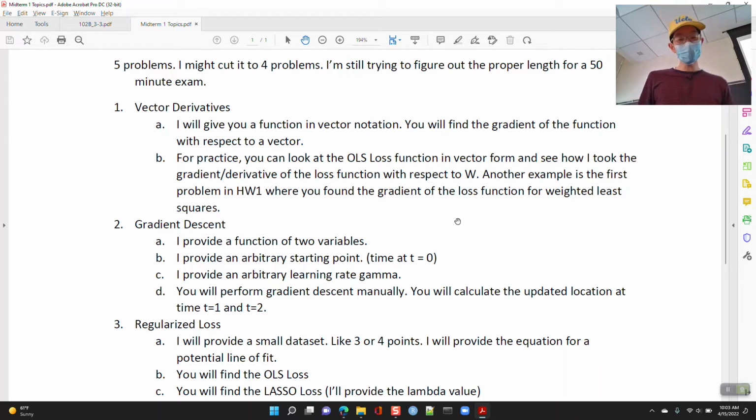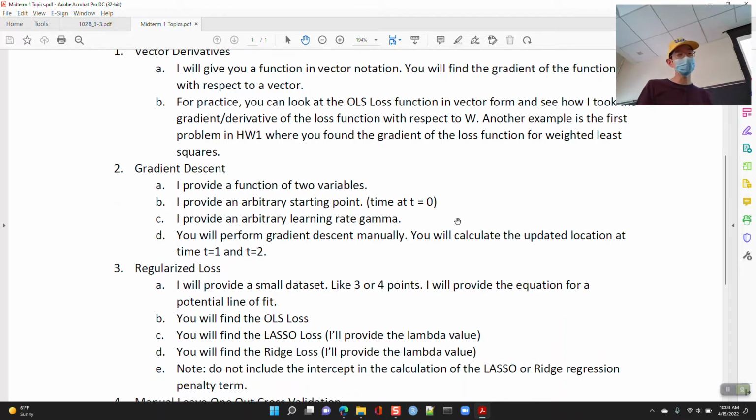Okay, another problem will be gradient descent. I will provide a function of 2 variables, some arbitrary starting location, and some arbitrary learning rate gamma, and you will perform gradient descent manually. So you'll calculate the updated location at time t equal 1, and then you'll go to the next location at time t equal 2. Right? So it'll be kind of this manual thing just to make sure you can do gradient descent.